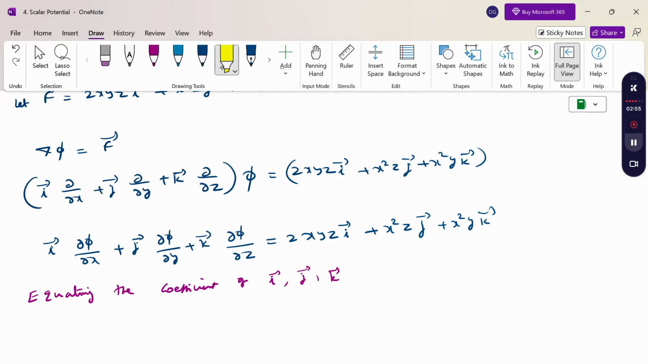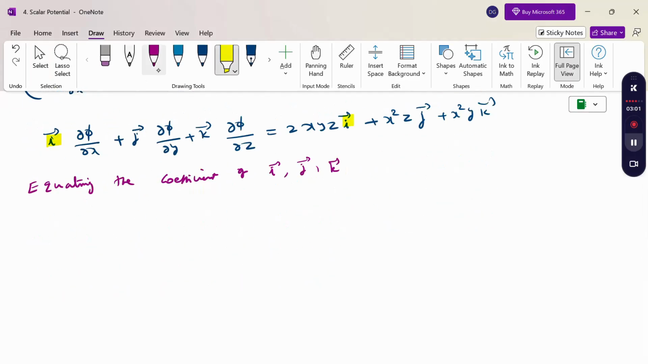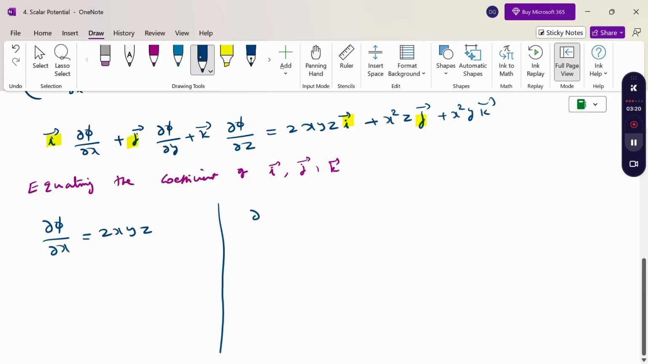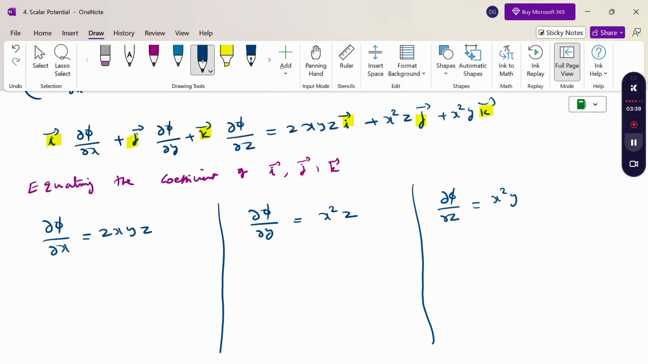The i coefficient is dou pi by dou x equal to the right hand side value 2xyz, and next the j coefficient, dou pi by dou y equal to x square z, and then the k coefficient, dou pi by dou z equal to x square y.